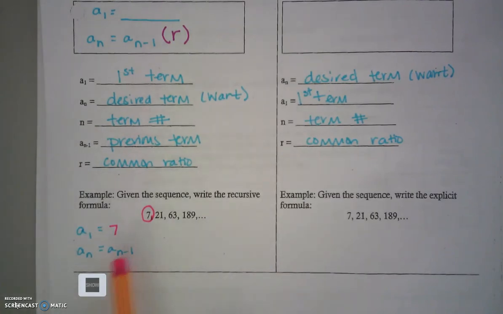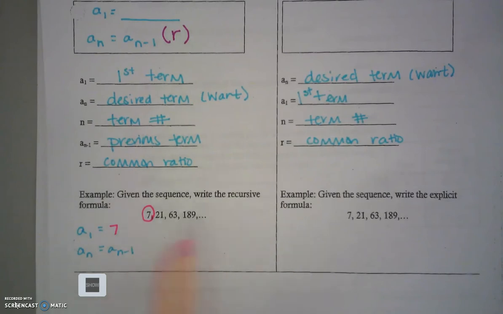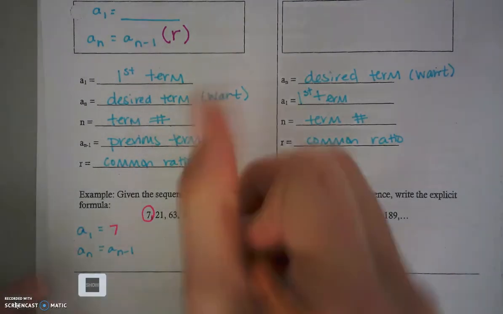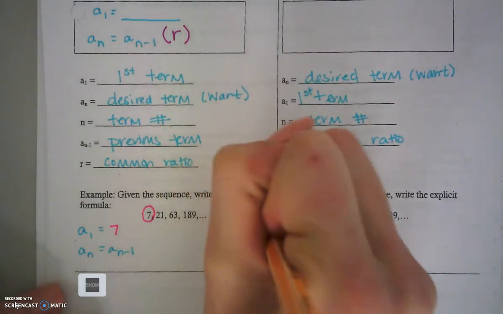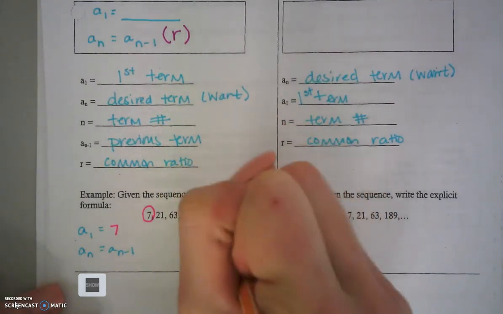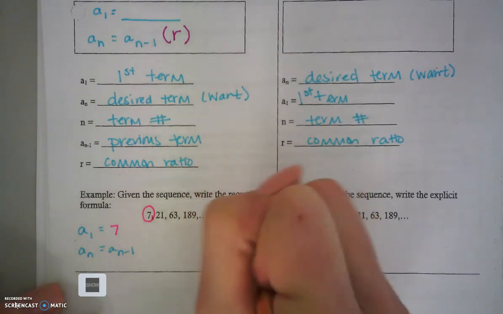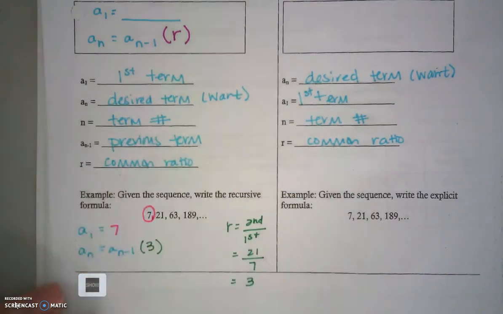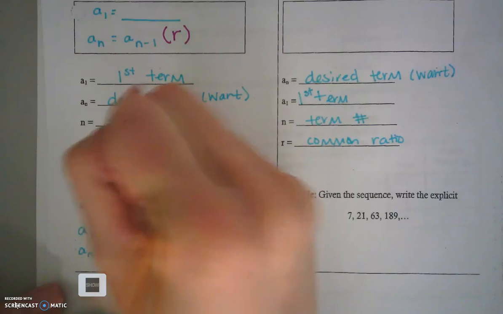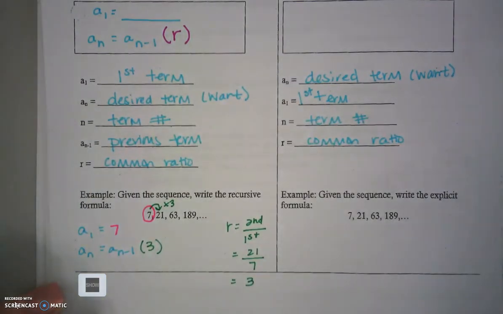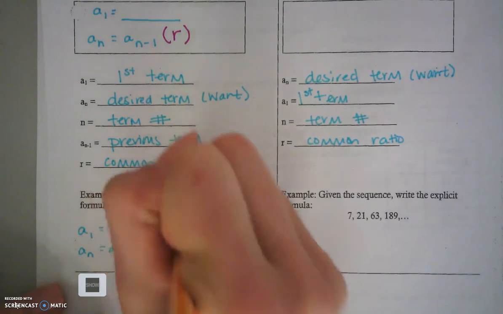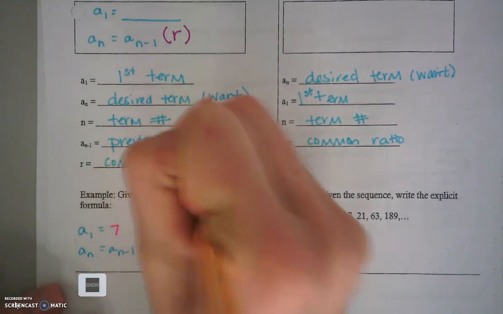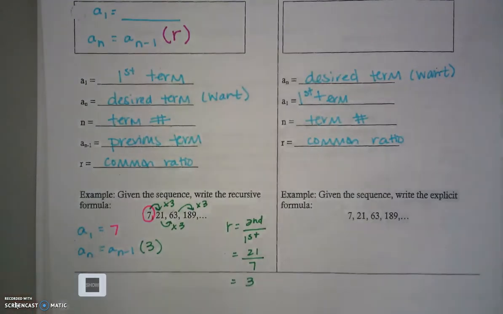Then I need to take my previous term and multiply it by my common ratio. My common ratio, remember, can be found by taking my second term and dividing it by the first. So let's take 21 and divide it by 7. I get 3. I must be multiplying by 3 each time. 21 times 3, that does get me 63. 63 times 3. And this pattern can continue.